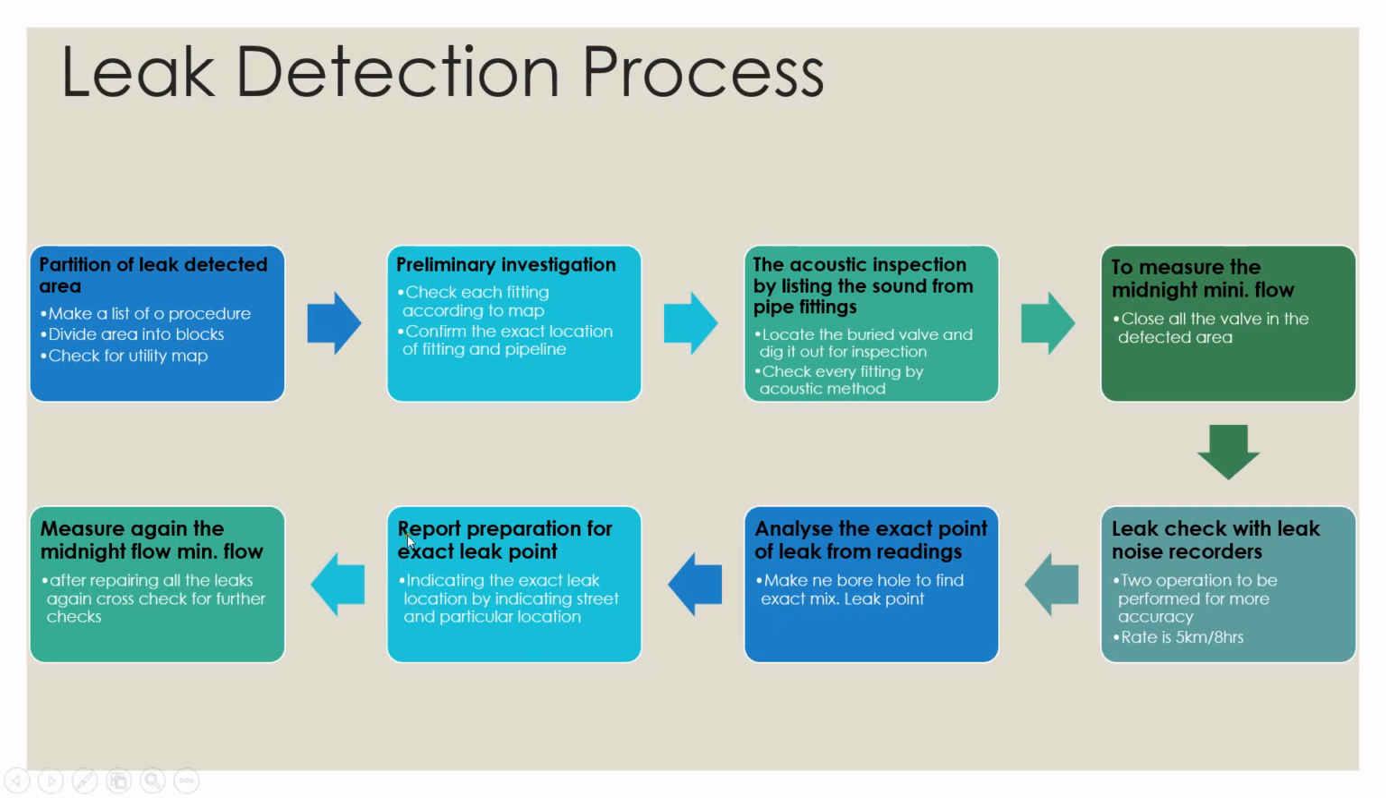Next one is report preparation for the exact leak point. By analysis you find out that so and so pipe is not working properly, in that the flow is quite low and the pressure was also maintained very low. So identify these particular pipes and keep a record of such pipes and their respective readings.